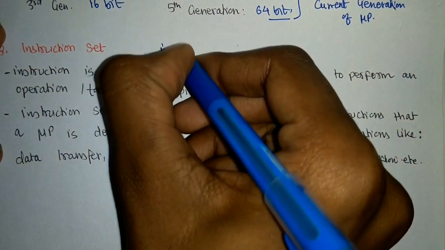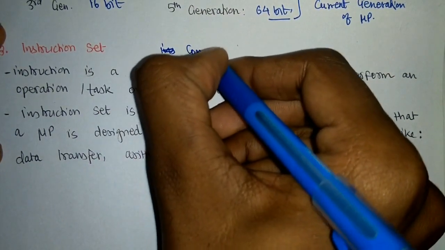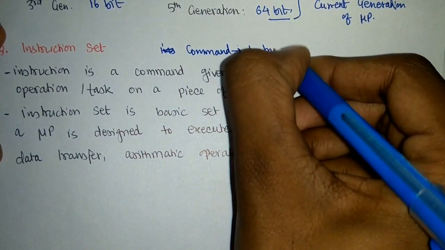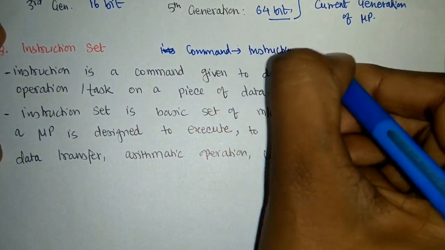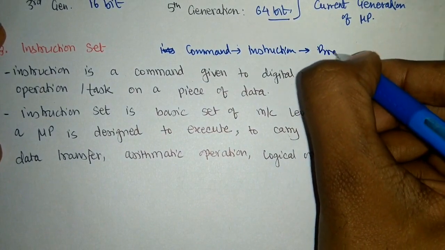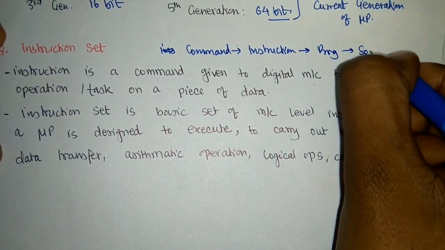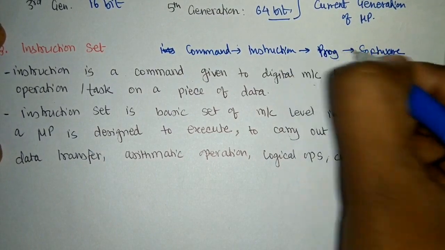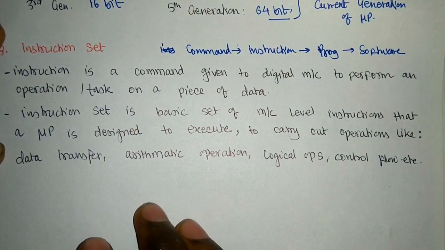So first we have our commands. Those commands together will form our instructions, those instructions together will form our program, and those programs together will form our software. So that is the hierarchy, right from commands to the software that we can have in our systems.